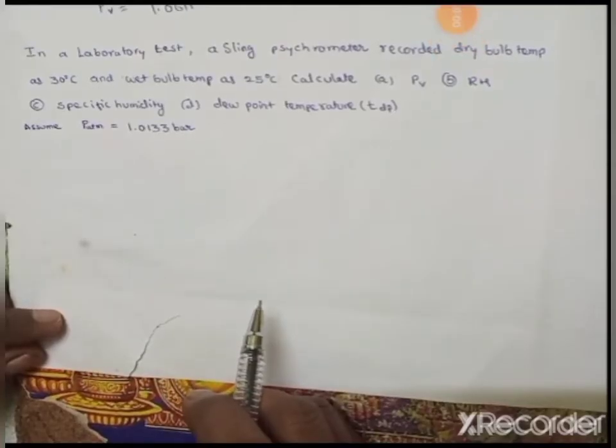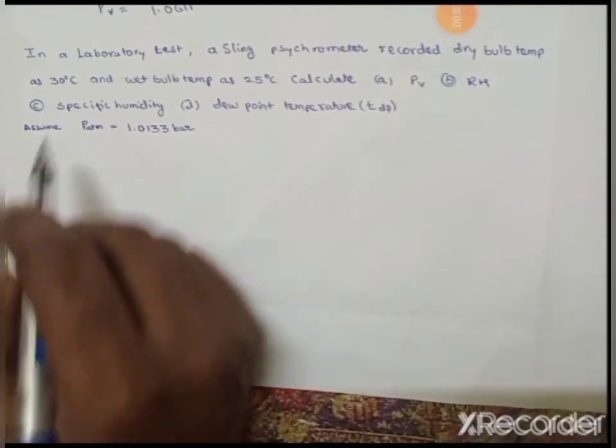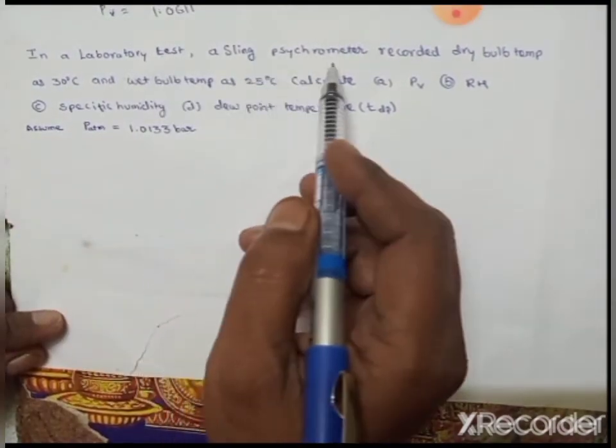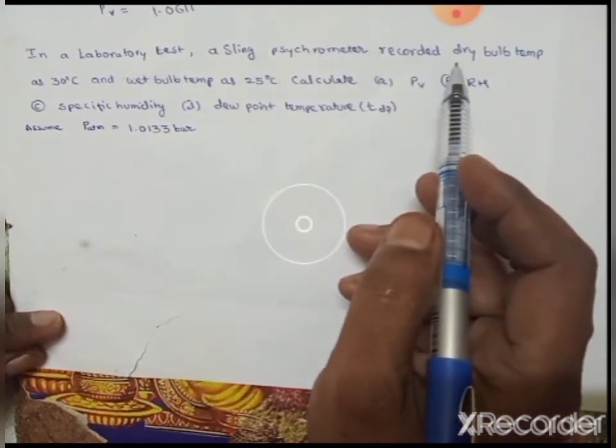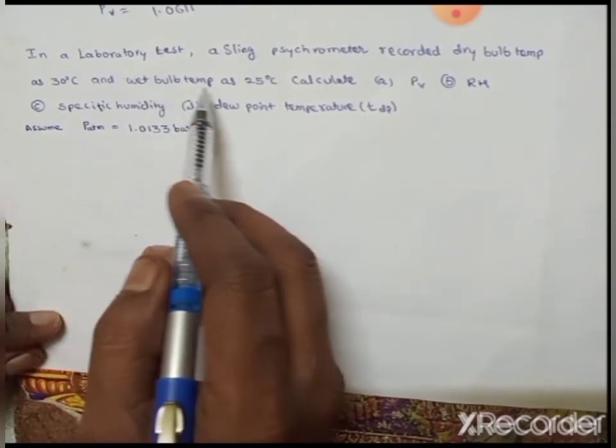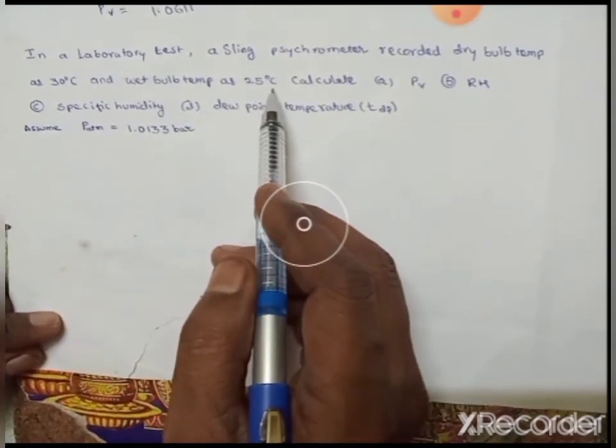One more problem on air conditioning. In a laboratory test, a sling psychrometer recorded a dry bulb temperature of 30 degrees centigrade and a wet bulb temperature of 25 degrees centigrade.